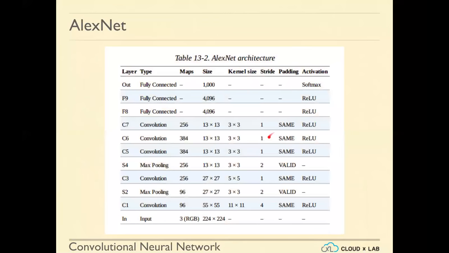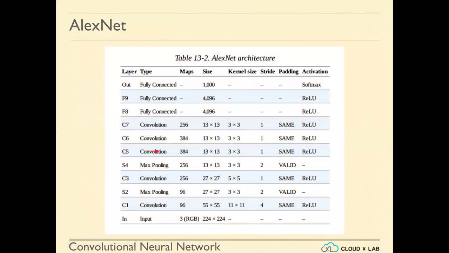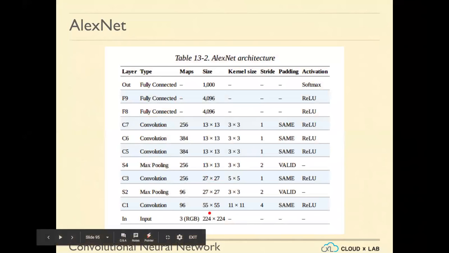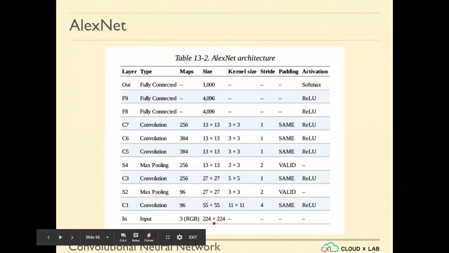So we start with an input layer followed by convolution, then max pooling, convolution, max pooling. Then these 3 layers did not have any max pooling between them: convolution, convolution, convolution, and then finally fully connected. LeNet was based on MNIST. This one was for ImageNet, where we have to identify objects, and the size of the input was 224 by 224.